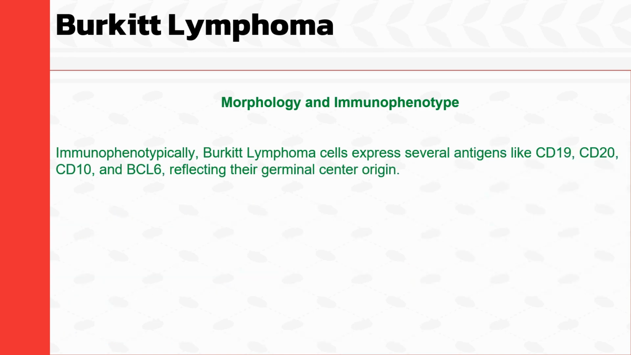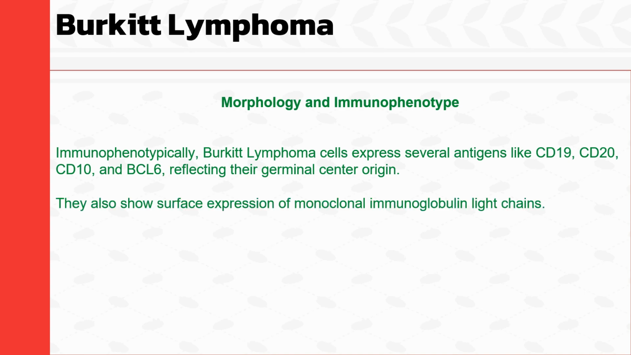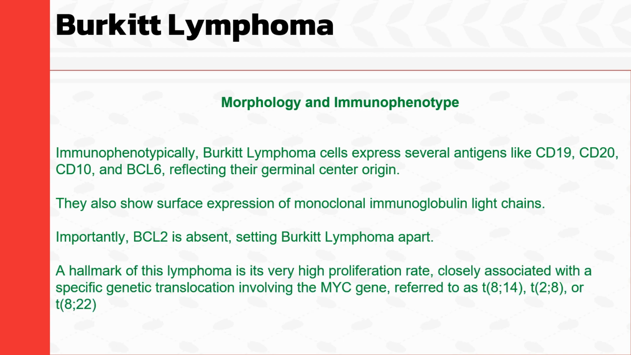Immunophenotypically, Burkitt lymphoma cells express several antigens like CD19, CD20, CD10, and BCL6, reflecting their germinal center origin. They also show surface expression of monoclonal immunoglobulin light chains. Importantly, BCL2 is absent, setting Burkitt lymphoma apart. A hallmark of this lymphoma is its very high proliferation rate, closely associated with a specific genetic translocation involving the MYC gene, referred to as t(8;14), t(2;8), or t(8;22).